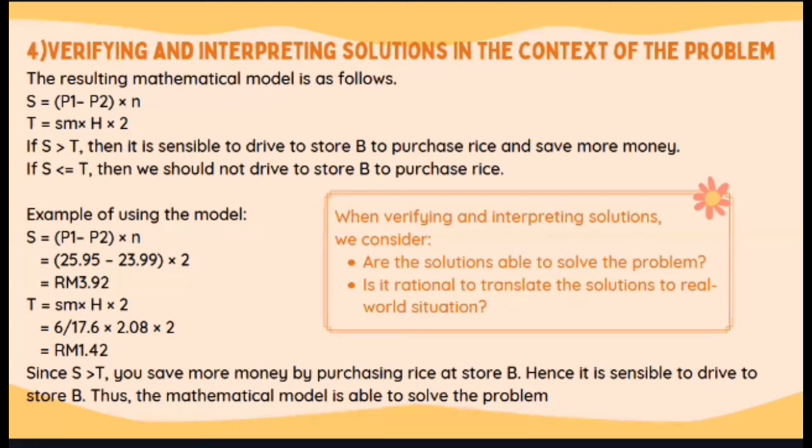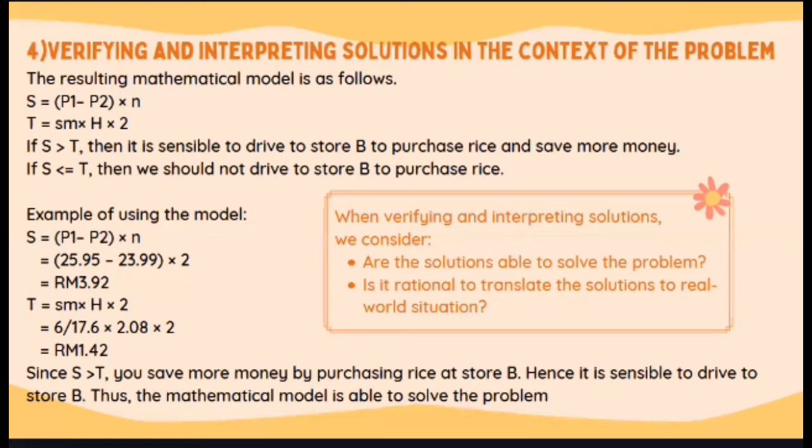S equals 25 ringgit 95 cents minus 23 ringgit 99 cents times 2 equals 3 ringgit 92 cents. T equals 6 over 17.6 times 2.8 times 2 equals 1 ringgit 42 cents. Since S is bigger than T, you save more money by purchasing rice at store B. Hence, it is sensible to drive to store B. The mathematical model is able to solve the problem.